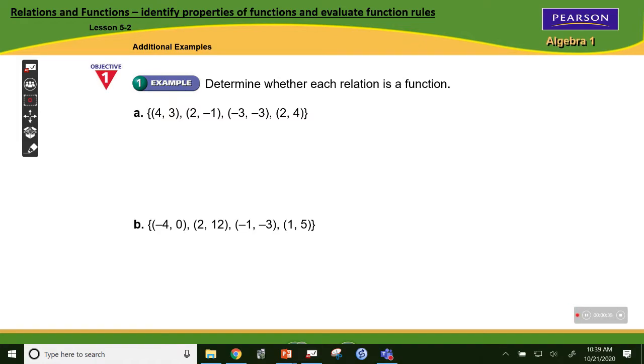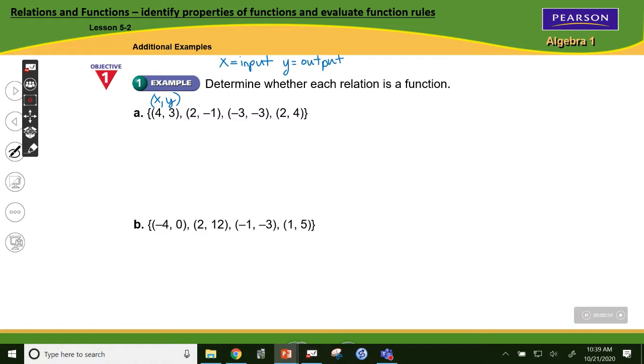The first relation consists of 4 points: (4, 3), (2, -1), (-3, -3), and (2, 4). And remember that these are all x's and y's. You're going to hear me talk about them as inputs and outputs. So x is your input, and y is your output.